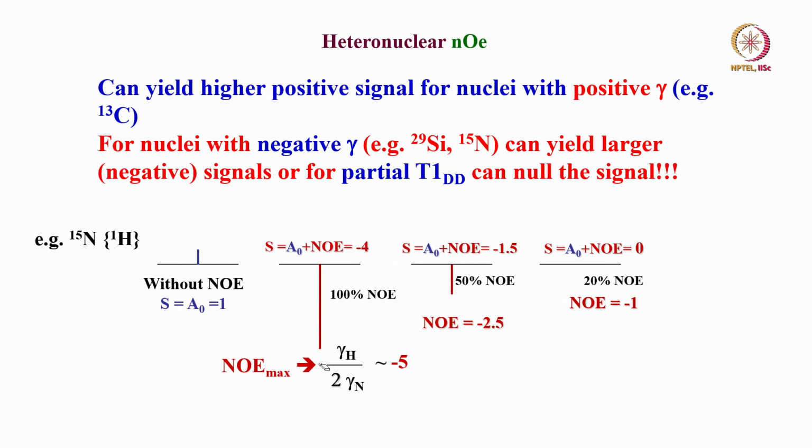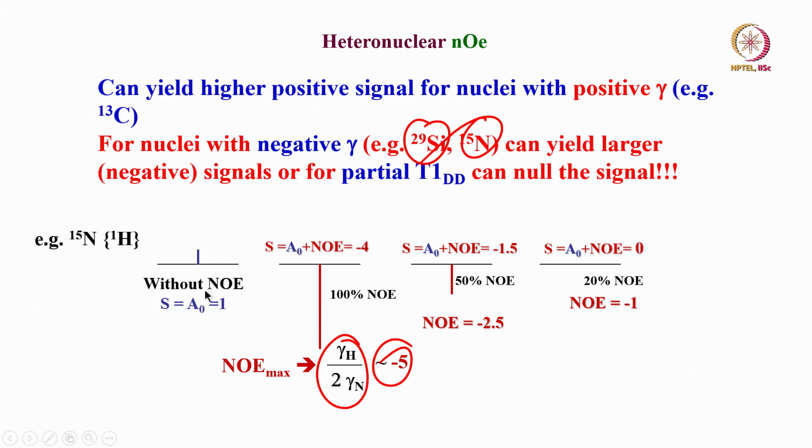But there is one peculiar situation we may come across in heteronuclear NOE. Heteronuclear NOE can yield positive signal for the nuclei with positive gamma like carbon and others. There are certain nuclei with a negative gamma, where the magnetic moment is negative. For example, silicon 29 and nitrogen 15, they have negative gamma, these two. When you have negative gamma, very interesting thing happens. If you take the ratio, it is negative. That means sometimes you may not even see the NOE, NOE may become 0 also.